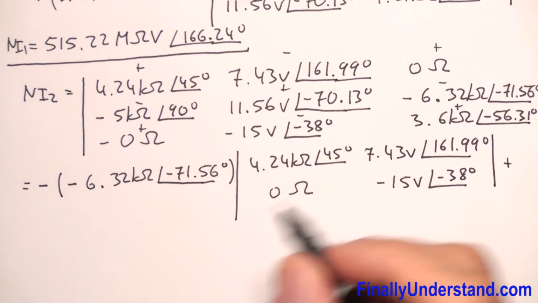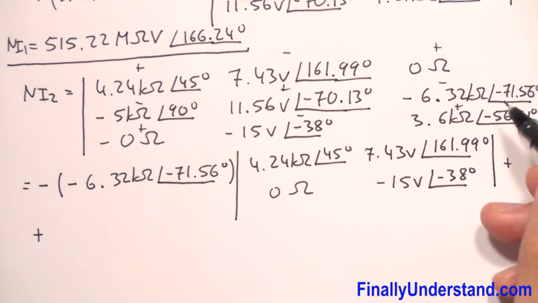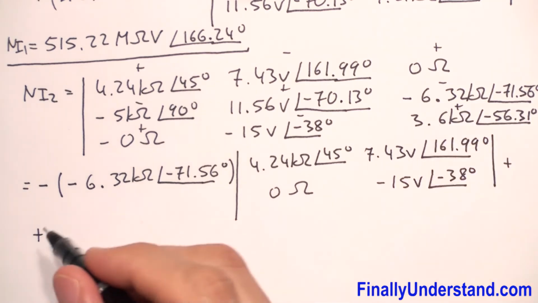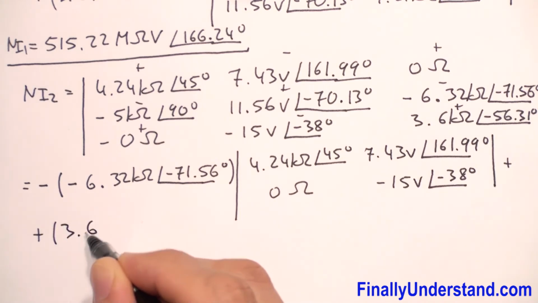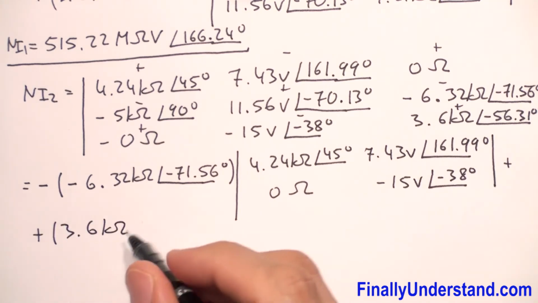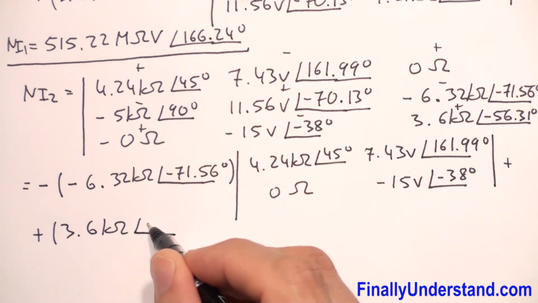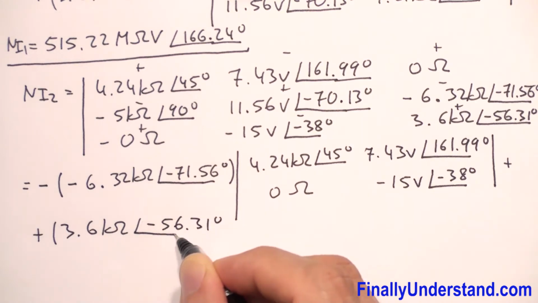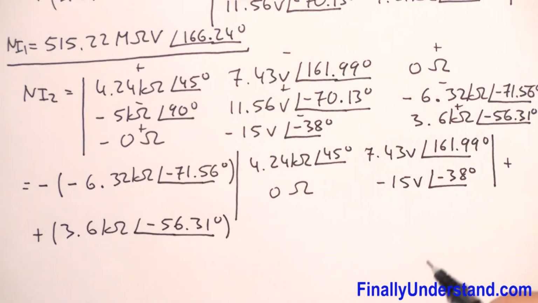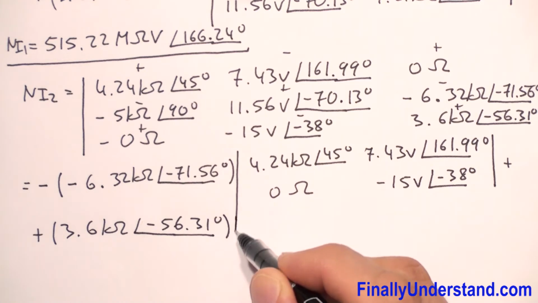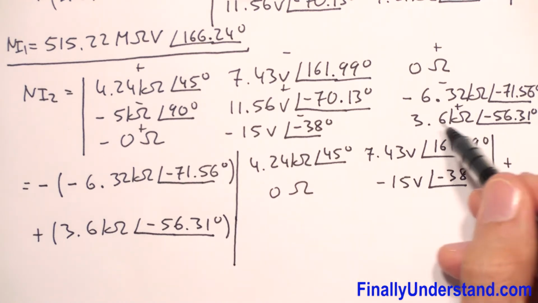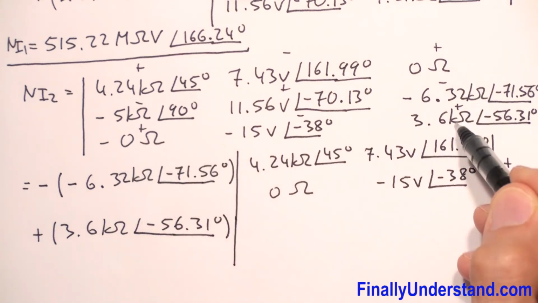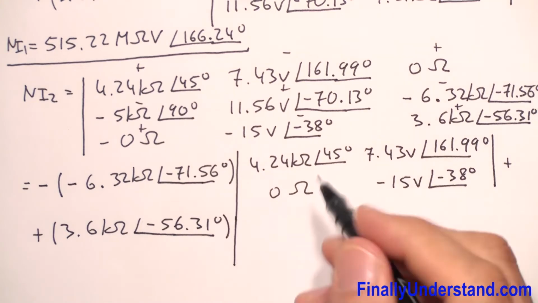Plus, okay, and I have plus the positive, okay, so I have 3.6 kilo ohms and angle of negative 56.31 degrees, and this is multiplied by whatever we have over here. We cannot use anything from this row and anything from this column, so I have to copy these four values.